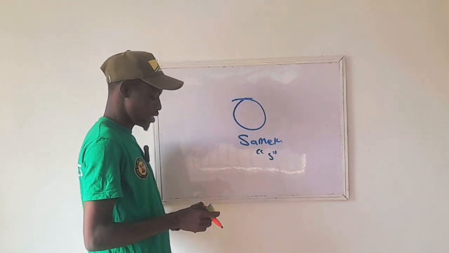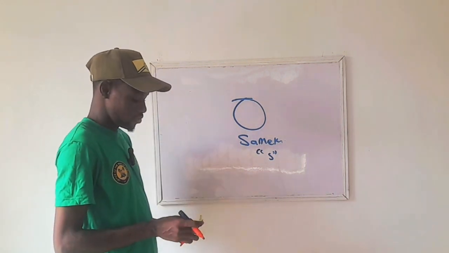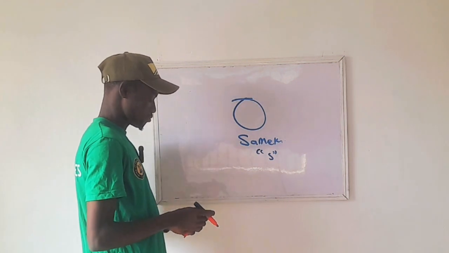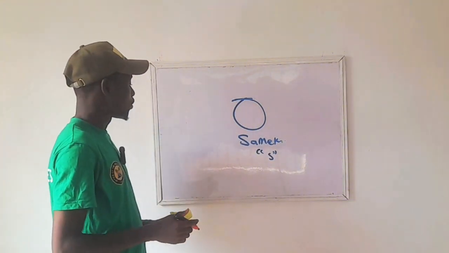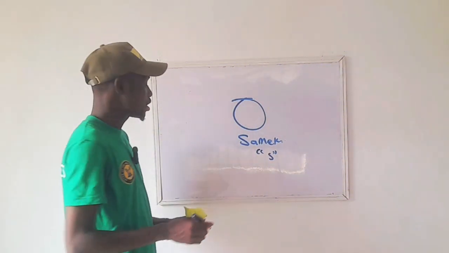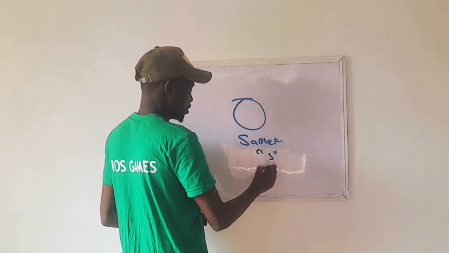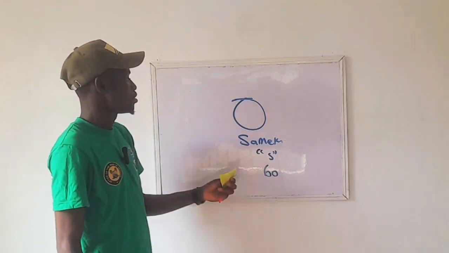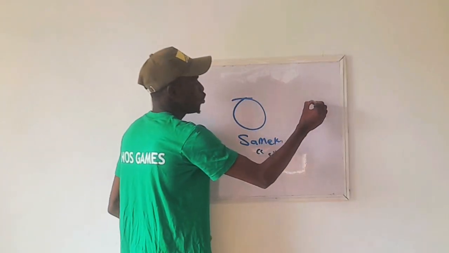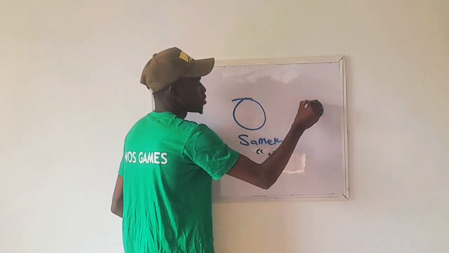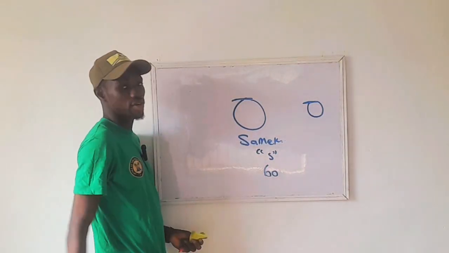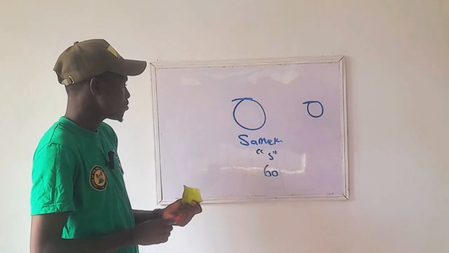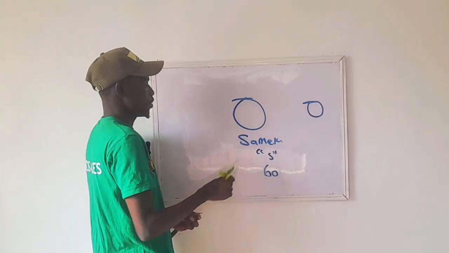The English equivalent is S. All right, and our numerical value is 60, like an O, but that comes to this side. That's how I write Samek.